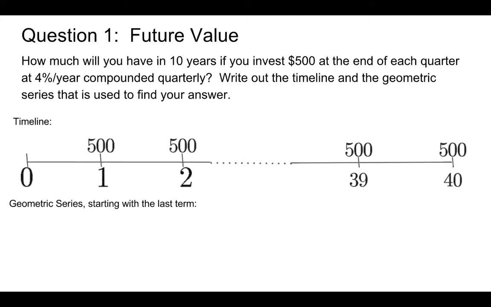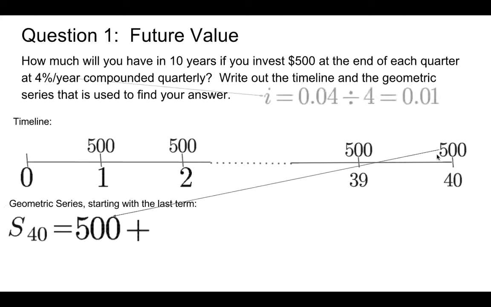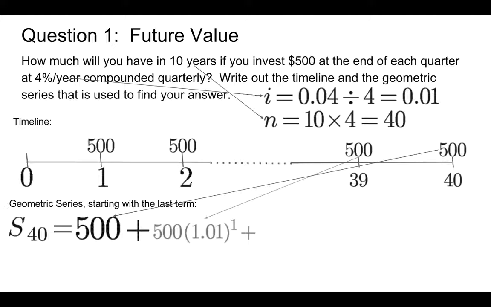And then the series, if we want to find out what it's worth at the end. The other one we wrote the last one first, and this one we're going to write the first one first. So $500 is the first one. The second one is in there for 1 period at 1% because it's 4% per year. So it's $500 times 1.01 to the 1. This n value is only for the sum.